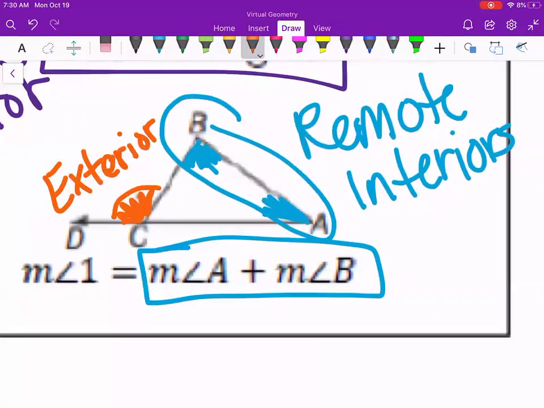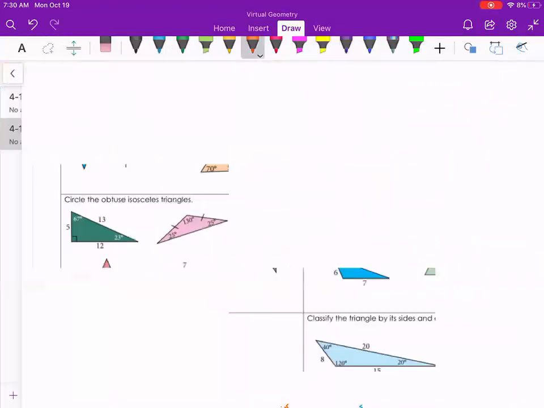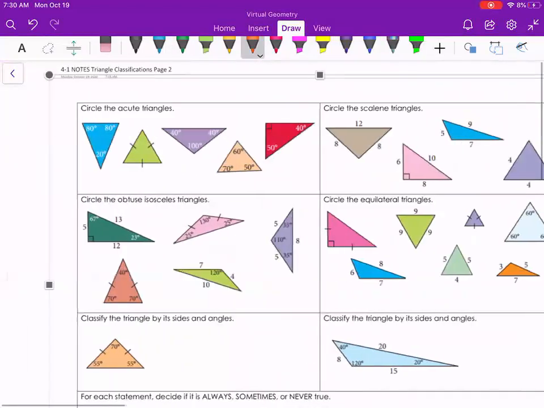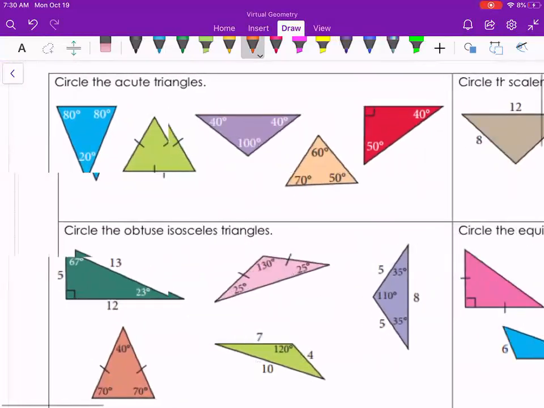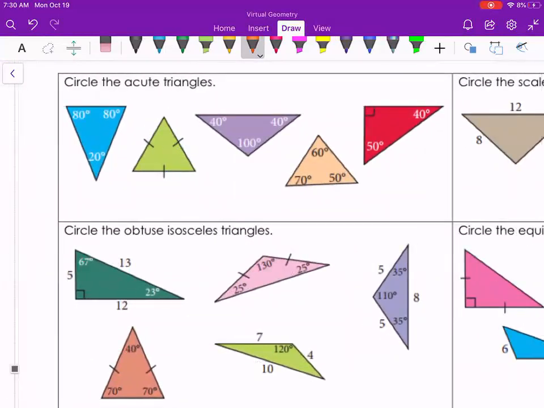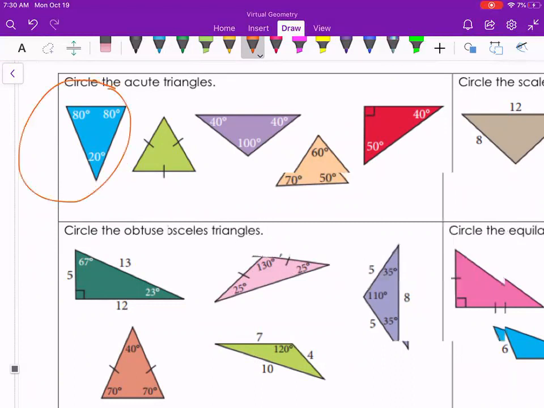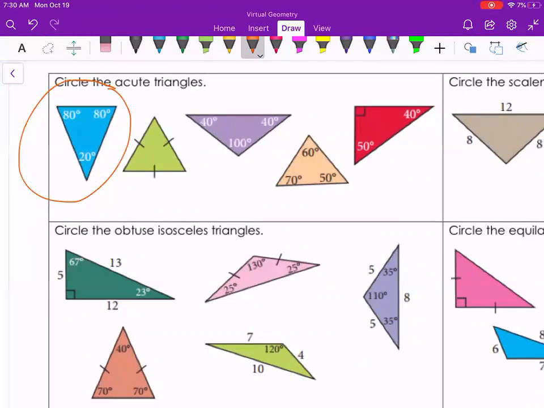So let's see if we can use our classifications now and figure out how we would name some of the different triangles we might be working with. All right, so this first box, circle the acute triangles. So remember, we're looking for the ones that have acute angles with them. So we need angles that are less than 90 degrees. All right, so if I look at this first blue one, all of these angles are less than 90 degrees. So they are in fact all acute.